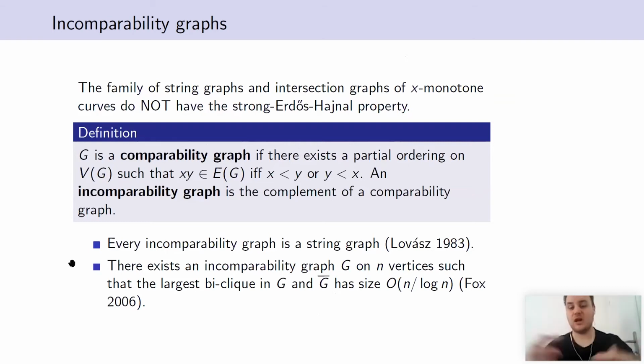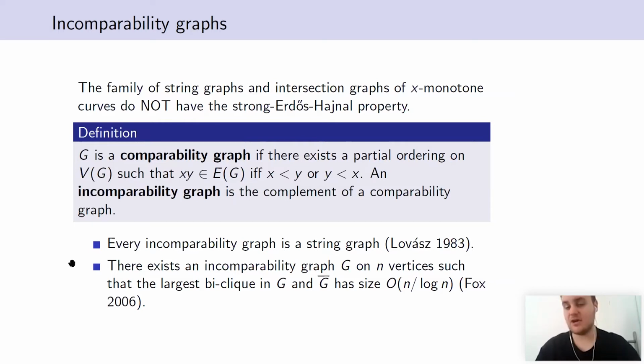Okay, but now how is this related to us? So it was proved by Fox that for incomparability graphs, the Strong Erdős–Hajnal property does not hold. In particular, he proved that there exist incomparability graphs such that neither G nor its complement contains a bi-clique of size n over log n. And so this is bad news for us.